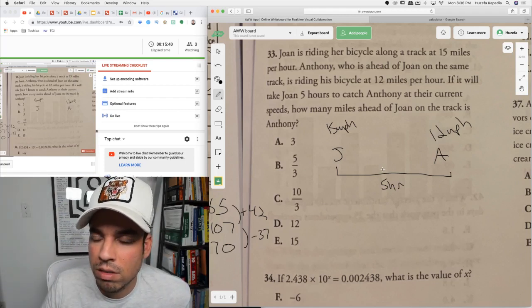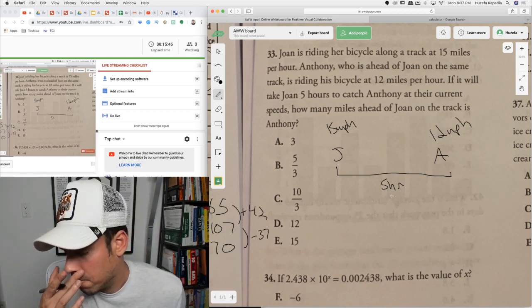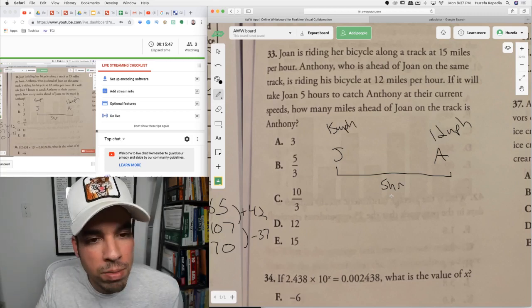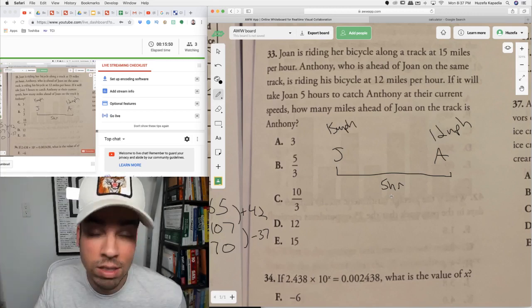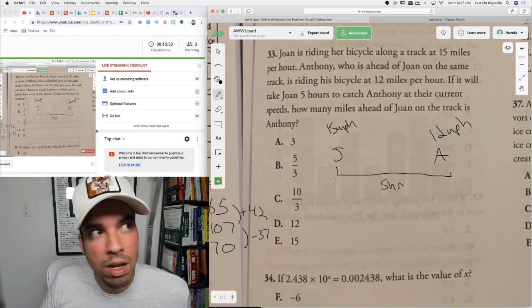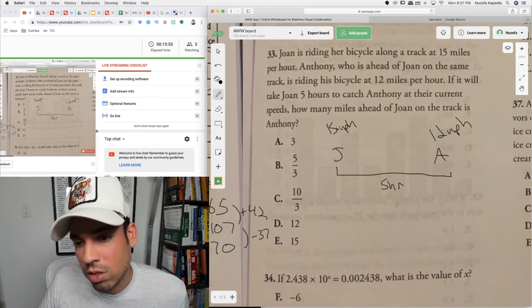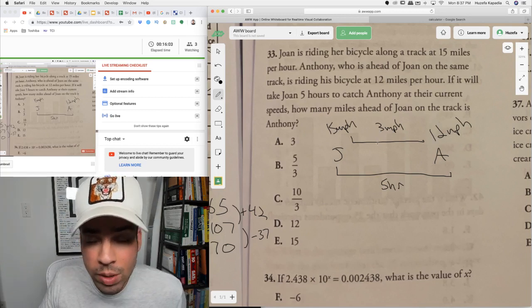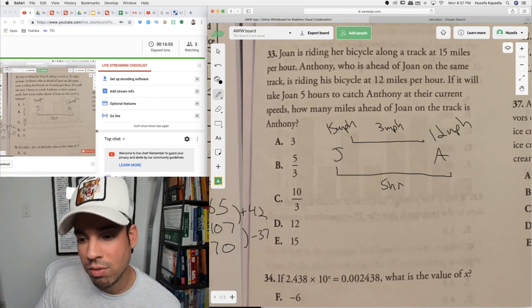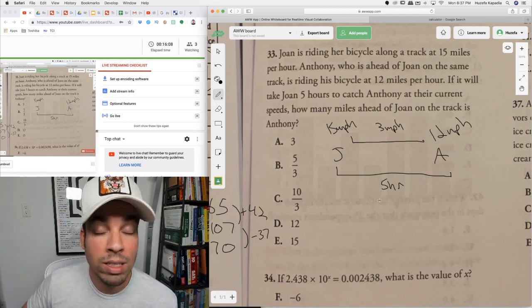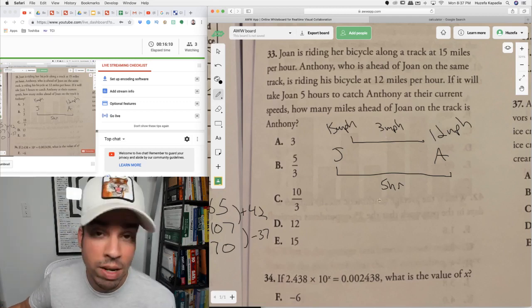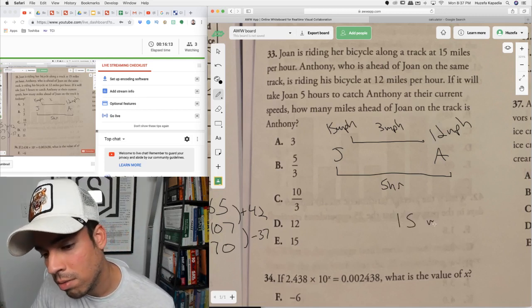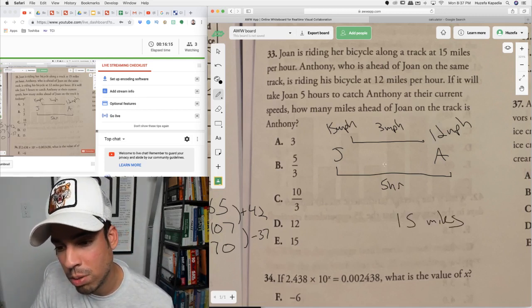All right. So it's 3 miles per hour. There are a lot of ways I can do this. We can use the distance equals rate times time equation. But here's how I'm going to approach this. She's going 3 miles per hour faster than him. That's the differential. That's really all we need to know: she's gaining 3 miles every hour relative to him. So in 5 hours, 5 times 3 is 15 miles. So they're actually 15 miles apart.